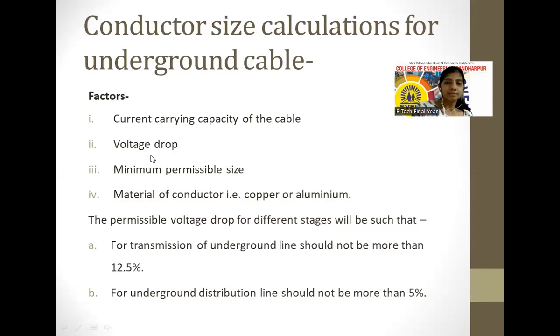Current carrying capacity of the cable, voltage drop, minimum permissible size, material of conductor, that is copper or aluminum. The permissible voltage drop for different stages will be such that for transmission of underground line it should not be more than 12.5%. For underground distribution line it should not be more than 5%.